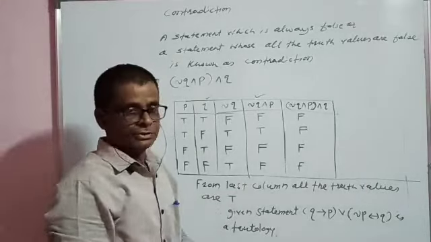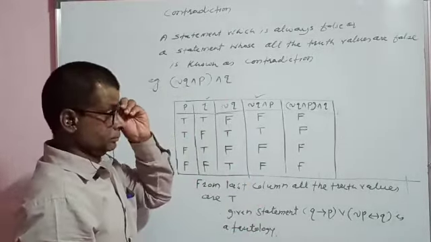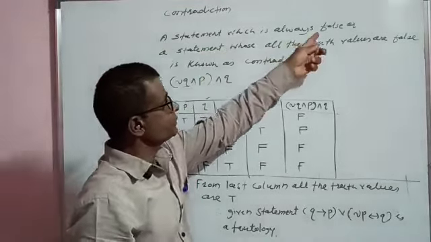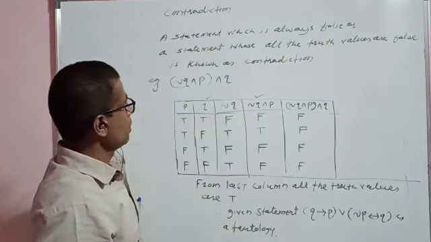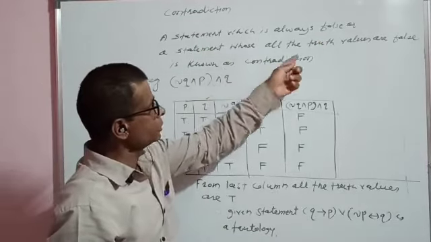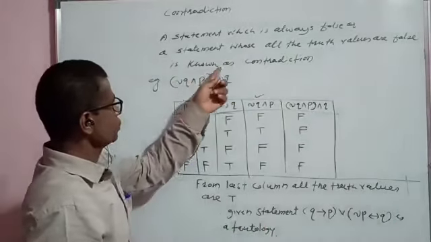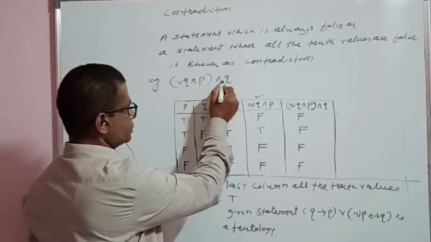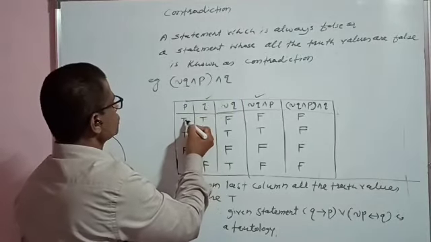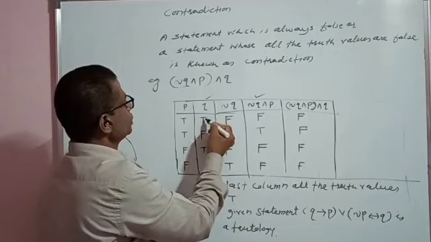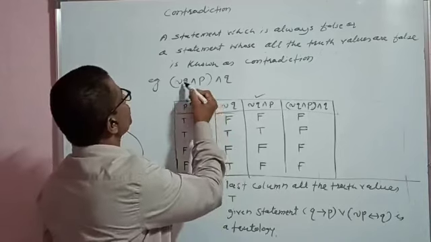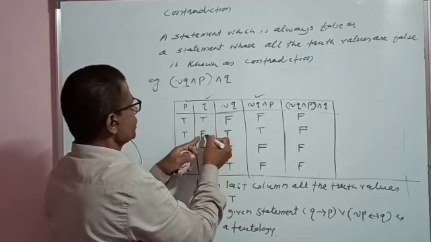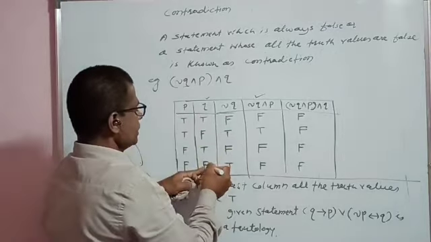So next, consider the contradiction. What is the meaning of contradiction? A statement which is always false, or a statement whose truth values are all false, is known as a contradiction. So for example, negation of Q, conjunction P, conjunction Q. P truth values are T, T, F, F. Q truth values are T, F, T, F. So negation of Q: negation of T is F, negation of F is T, negation of T is F, negation of F is T.